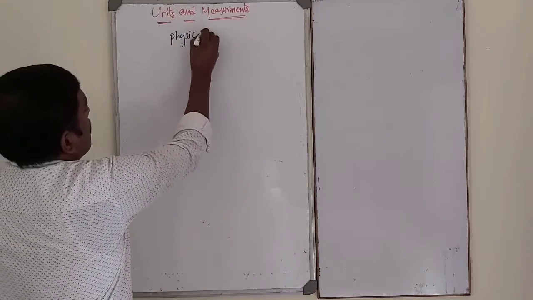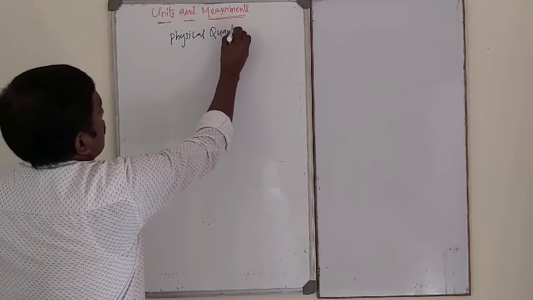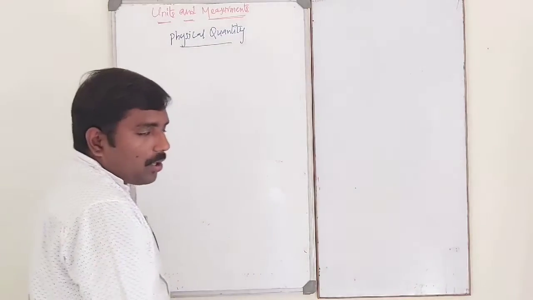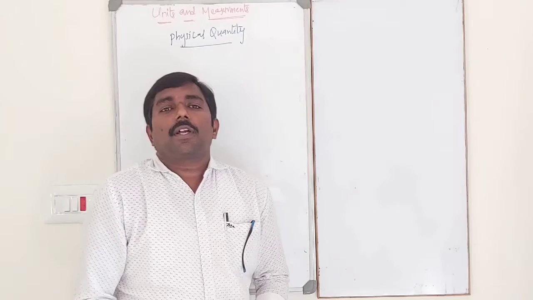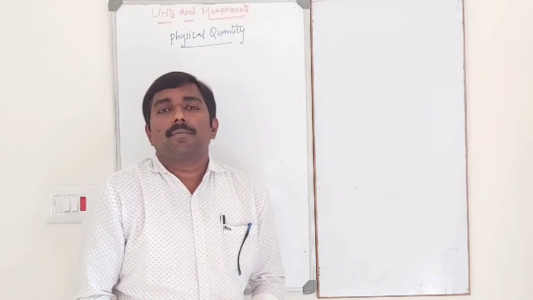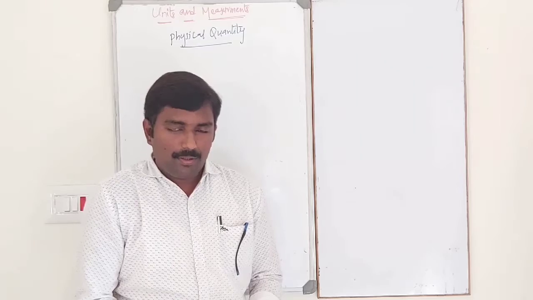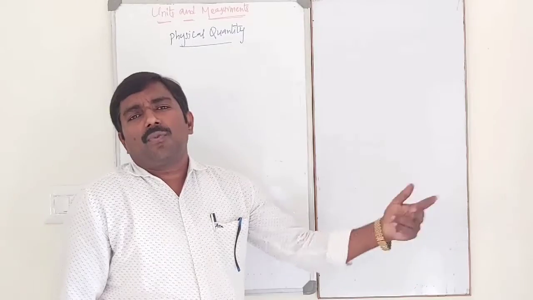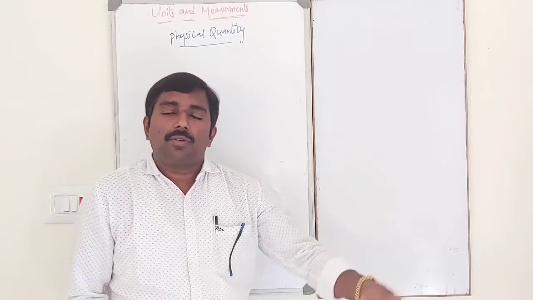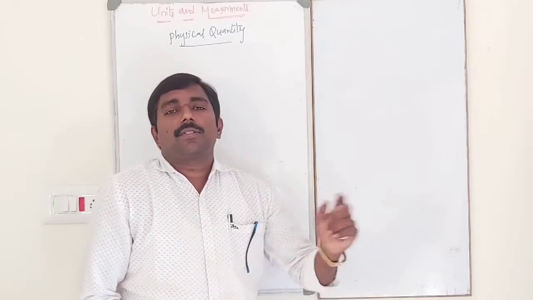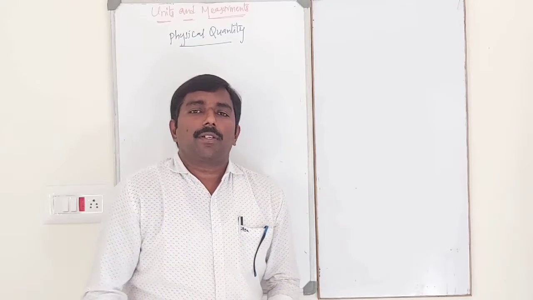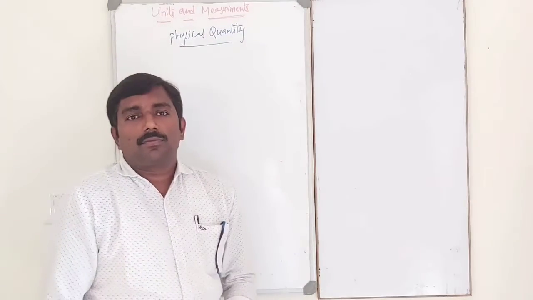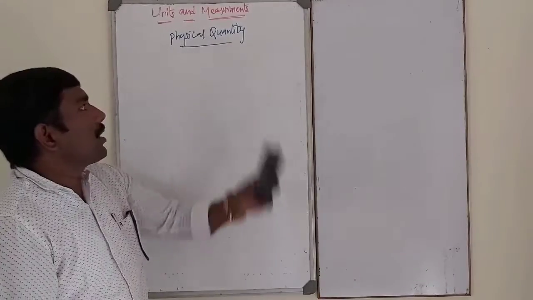Physical quantity. What is meant by physical quantity? The quantity which is measurable is called a physical quantity. All such quantities are physical quantities: length, mass, time, force, energy, pressure, torque, viscosity, etc. Any quantity which is measurable is called a physical quantity.